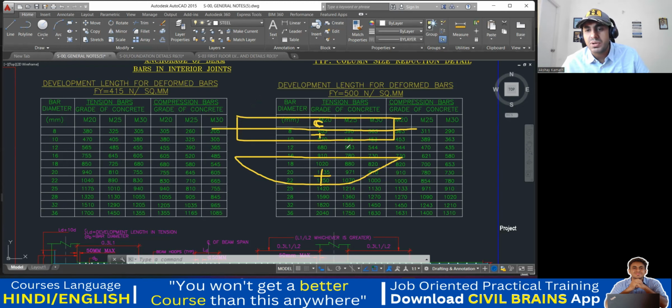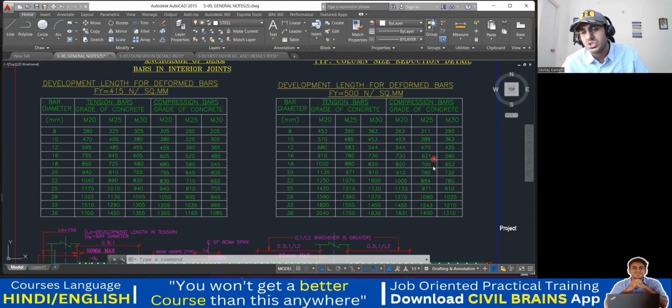If you're taking a 12 diameter bar for M20 grade, it should be 544 development length. And if it is a tension bar, then you're supposed to give 680. But practically, it's a little difficult to keep all these things separate, that for compression you keep it separately and for tension you keep it separately. From an execution point of view, it will not be so accurate. So what we usually do is, whatever is provided in the tension, the same thing we provide in the compression also. Of course, according to the calculation, it will come like this.